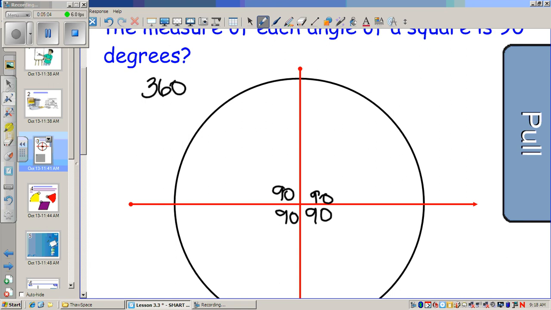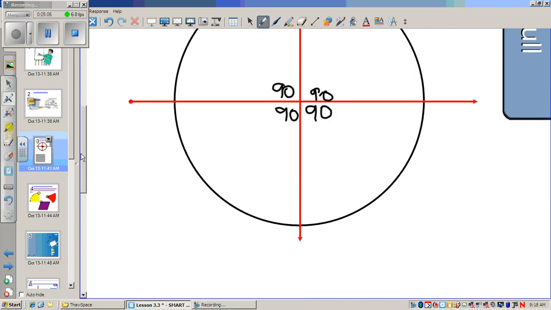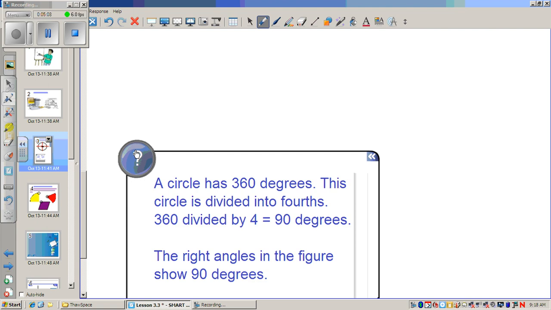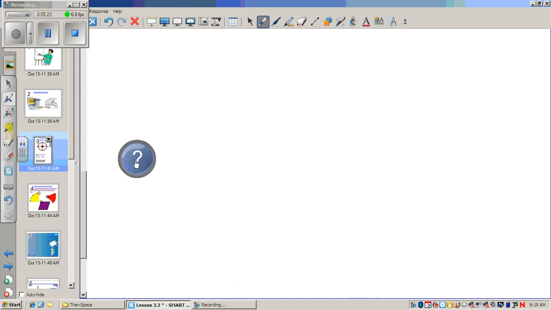All right, so let's scroll down here, and I want to show you this little message. It says a circle has 360 degrees. This circle is divided into fours. 360 divided by 4 equals 90 degrees. The right angles in the figure show 90 degrees, and that's kind of what we just talked about. So a circle is a total of 360 degrees.